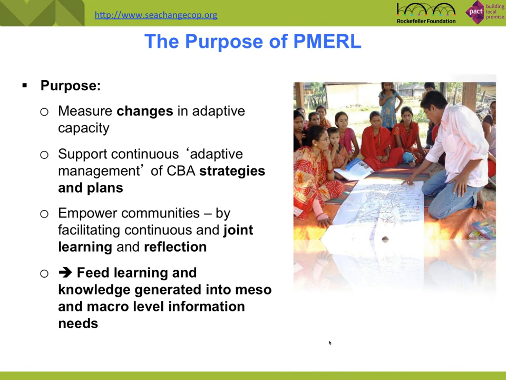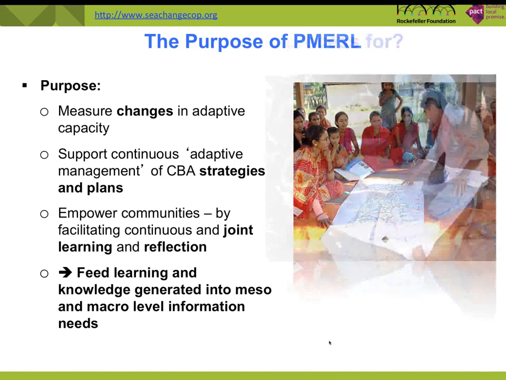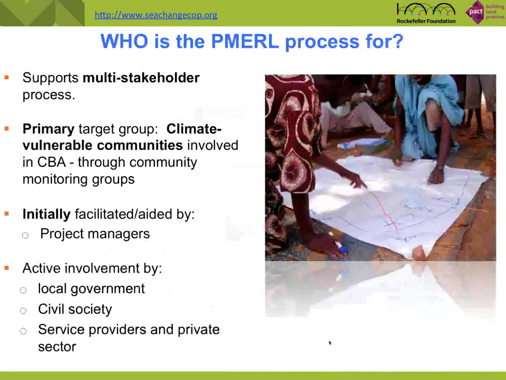So who is the PMERL process for? When you read the PMERL manual, you will see that we essentially targeted three different types of groups. The PMERL framework can support a multi-stakeholder process, and I think that's really important because it was intended for that, because we realize that community-based adaptation, even though it tends to evolve around communities, involves a lot of different stakeholders that they depend on in their decision-making process. That said, it is first and foremost intended to be used for and by climate vulnerable communities themselves to support adaptive decision-making. These communities refer to the poorest and most marginalized people living in regions that are vulnerable to climate change and who have low adaptive capacity.